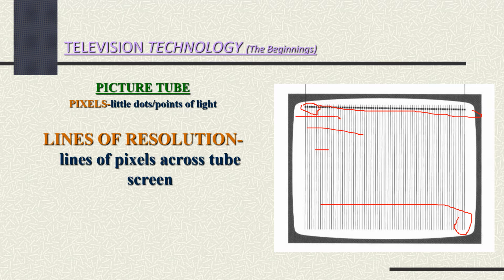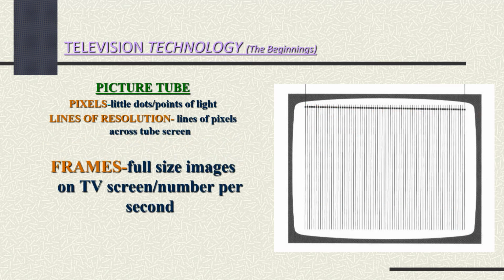Once you have one full screen, that is a frame. So a frame is one entire screen of pixels in lines of resolution. Once that frame is done, the pixels go back up to the top left of the screen again and start over. So television images, like film, are basically made up of a series of frames.